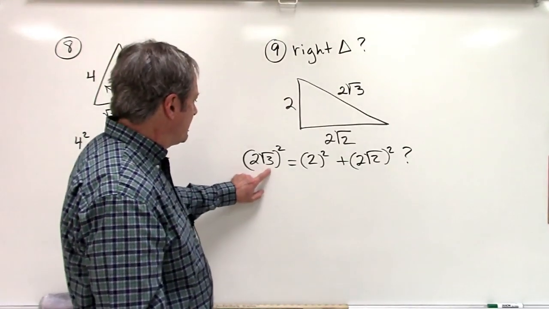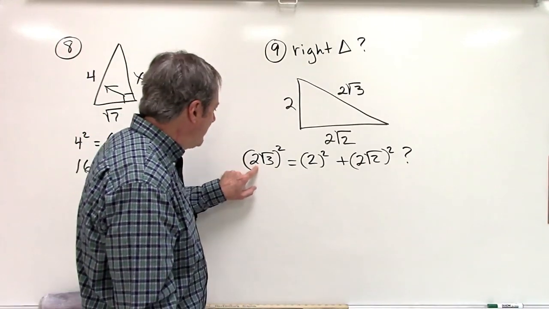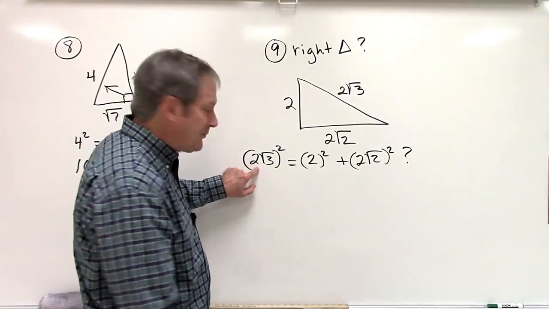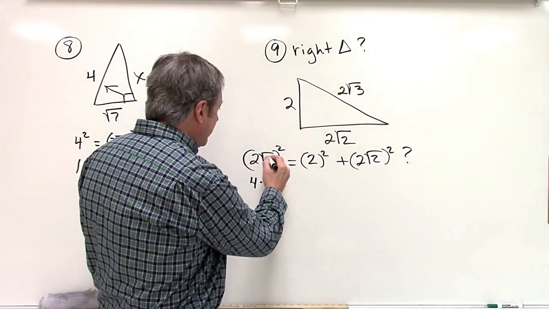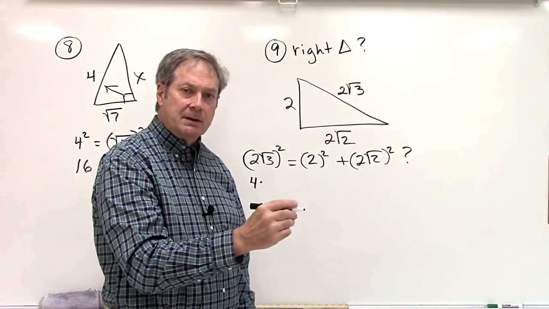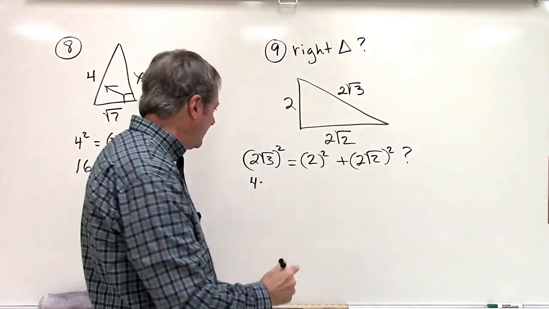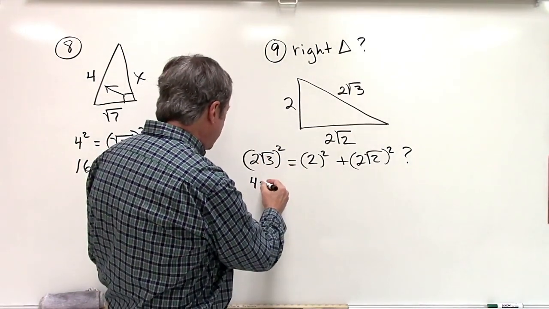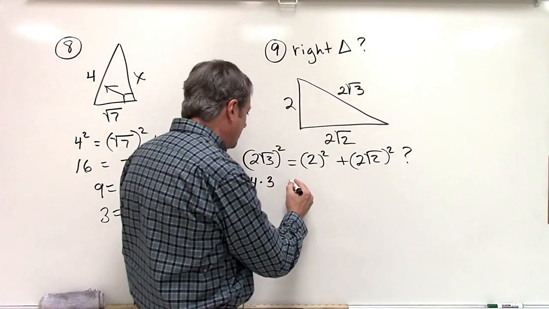Now, this is the only tricky part. I want to square 2 square roots of 3, but keep in mind, 2 squared is the number 4 times, the square root of 3 squared is the number 3, because again, square rooting and squaring are inverse operations. So 2 square roots of 3 squared is actually the number 4 times 3, which we know is 12, but we'll deal with that in a moment.